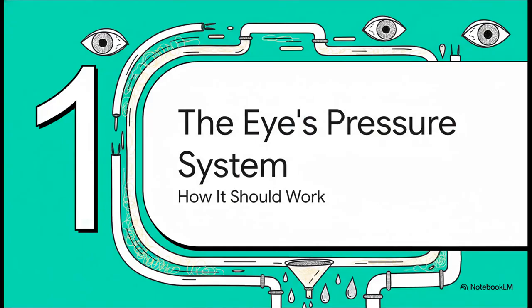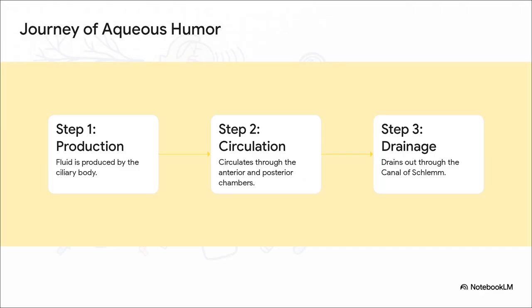Okay, so before we can figure out what's wrong with our clogged drain, we've got to understand how the plumbing is supposed to work in the first place, right? So let's take a look at the eye's normal, healthy pressure system when it's all running smoothly. Inside your eye, there's this constant, gentle flow of a clear fluid called aqueous humor. That's the water coming from our faucet.